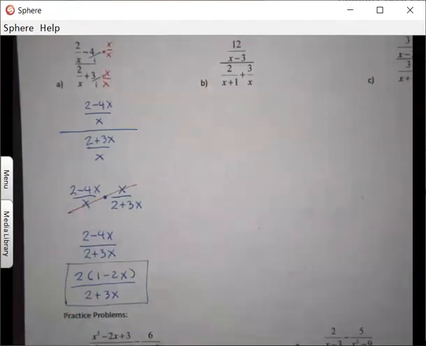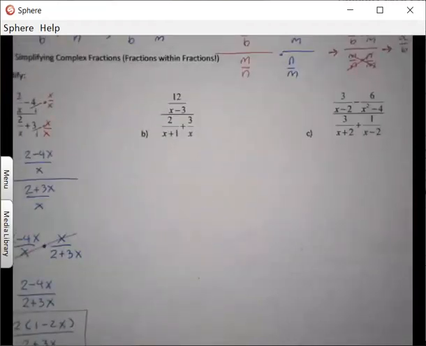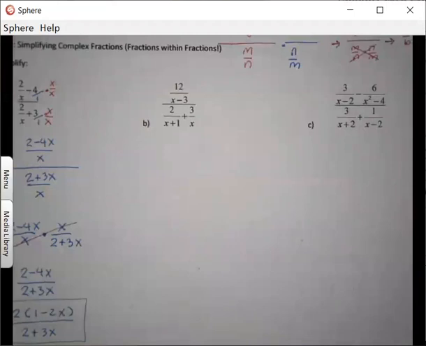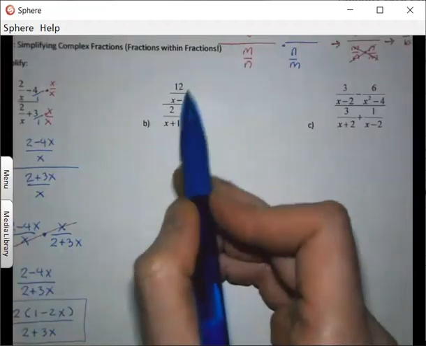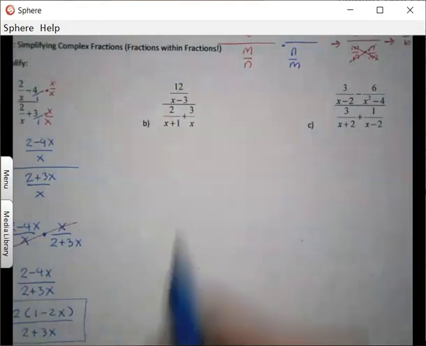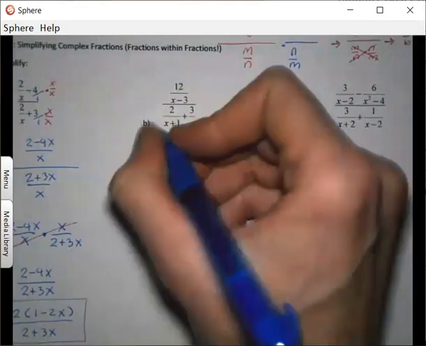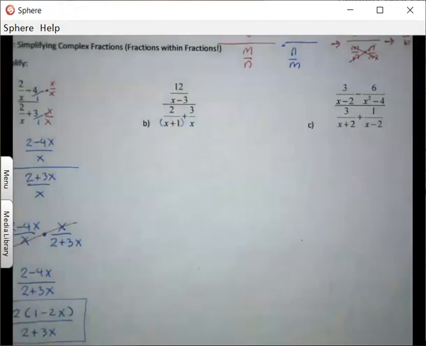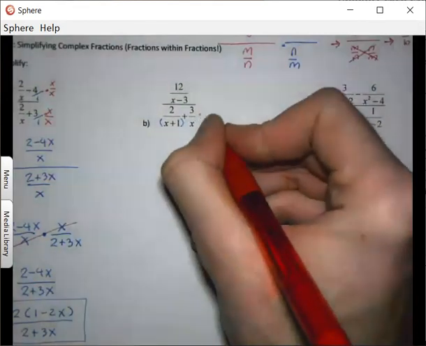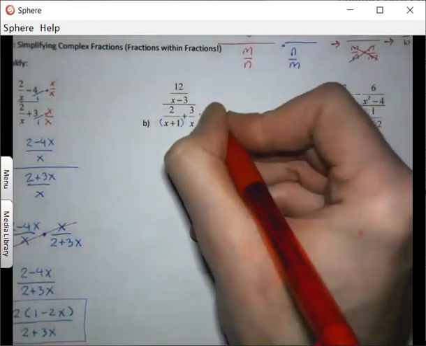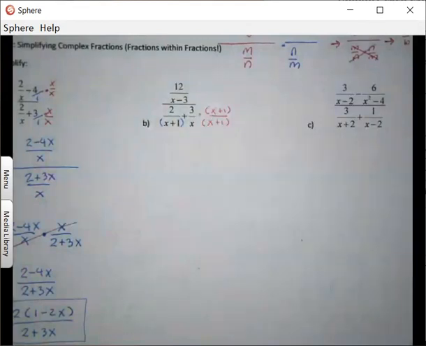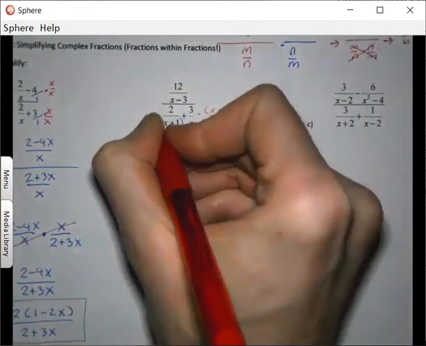All right, let's do a couple more. So for b, the top is a fraction. That's good. The bottom, I need to combine before I can do stay, change, flip. My factors are x plus 1 and x. So my common denominator is going to be x times x plus 1. So this side needs an x plus 1, and this side needs an x.